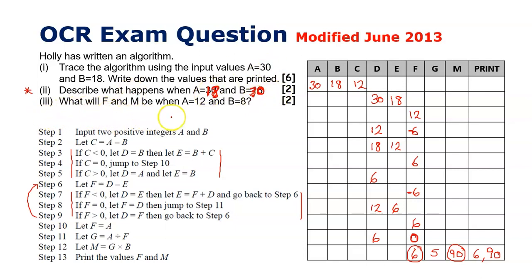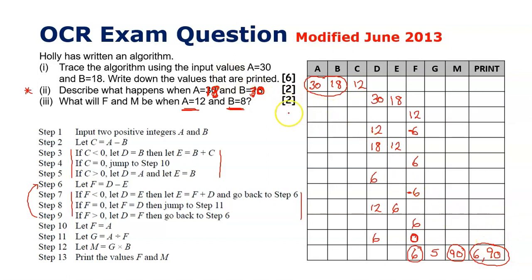And what will F and M be when you get these two numbers? Now look, this all depends on you sussing what has happened. I suppose at this stage you are meant to look at your input numbers, which were all the way back with 30 and 18, and then look at your output numbers, 6 and 90.